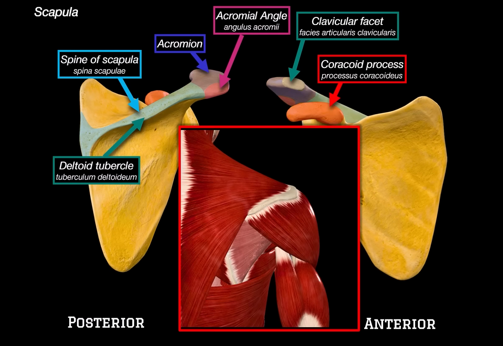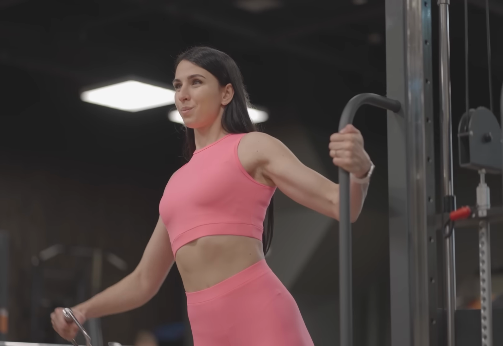Okay, let's add some structures to see how it looks. Here we see the deltoid muscle. This powerful shoulder muscle originates from the clavicle, the acromion, and the spine of the scapula, including the deltoid tubercle we just mentioned. It inserts on the deltoid tuberosity on the humerus, and its primary function is to lift your arm to the side.